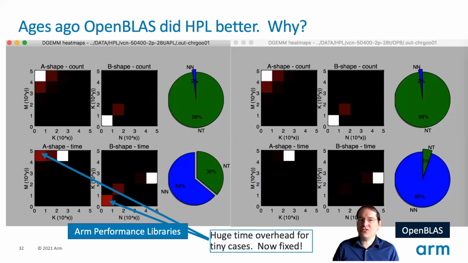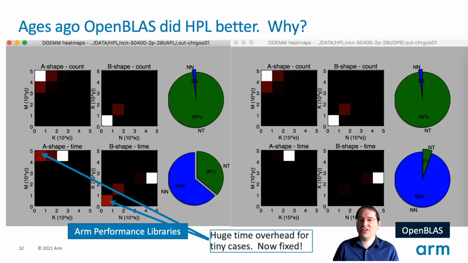So we've actually used this quite a lot in terms of our own optimization, especially when we've had performance questions that we couldn't quite answer ourselves. One of the first things we were doing many years ago was looking at OpenBLAS versus ARM Performance Libraries on the HPL benchmark. And we were seeing that there was a performance hit which we didn't quite understand. So we started to look at some of this data.